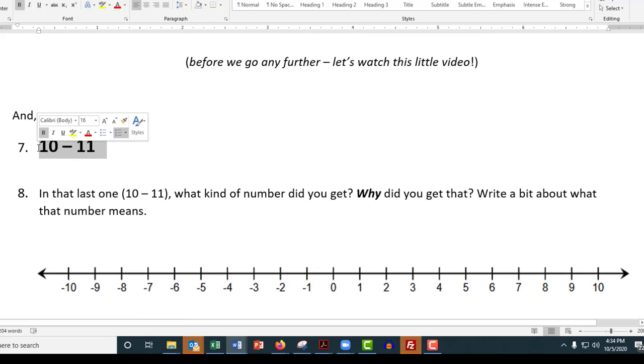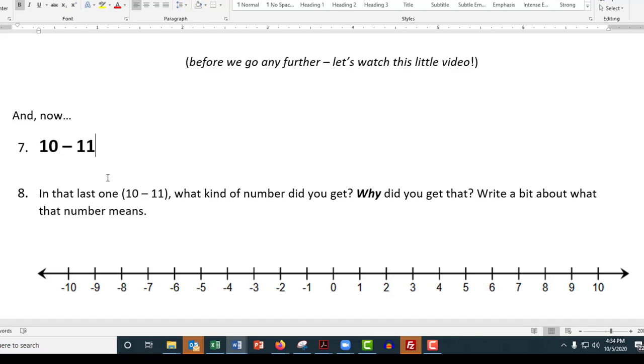Now, don't get too hung up on what it means to remove 11 from 10. That's where I think people have trouble with negative numbers: they try to make a negative number apply to everything in their life. And it doesn't. It applies to a lot of things, but not everything.